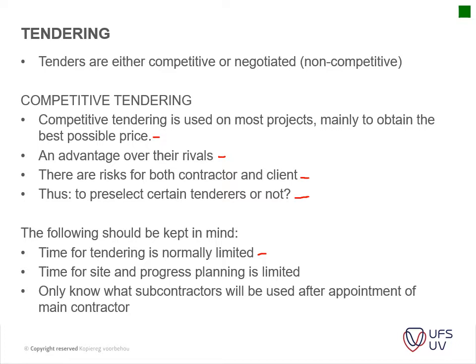Time for site and progress planning is limited, and you only know what the subcontractors will be used after appointment of the contractor. This is something that you need to be aware of when you use competitive tendering, because the contractor usually has his own set of subcontractors, and they usually go through a tender process as well, to get the best price, to make them more competitive.